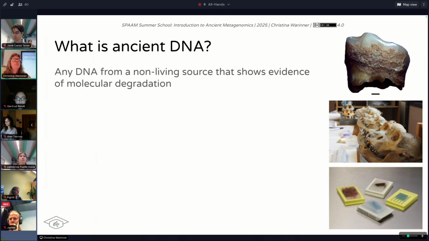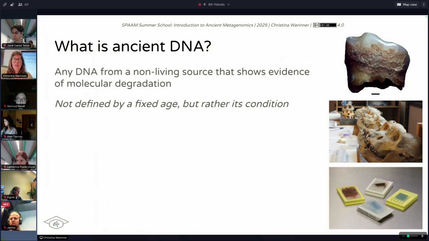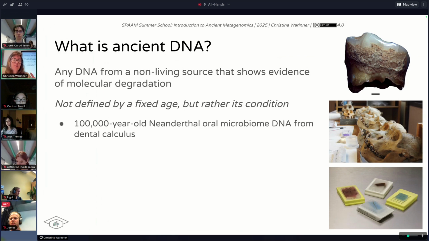So from the perspective of our field, we don't treat ancient as an exact date, but rather we use the word ancient to refer to any DNA from a non-living source, meaning it has died, that shows evidence of molecular degradation. So we define ancient DNA by its quality of preservation, not by its chronological age. So not a fixed age, but rather its condition. For example, I'm going to show you some examples. 100,000-year-old Neanderthal oral microbiome DNA from dental calculus, we would call ancient. I think everyone would agree on that.